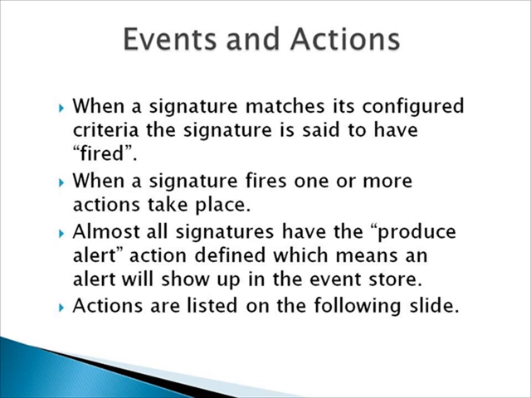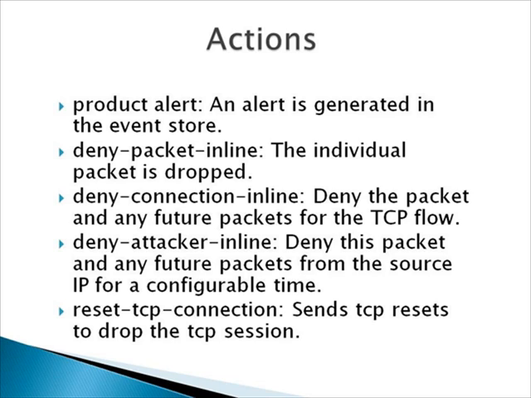So almost all of the signatures out there have the action produce alert. And that just means that an alert is going to show up letting you know that something matched that signature. In addition to that produce alert, there's a number of other actions that the IPS can take, and we're going to see them here on the next slide. So produce an alert, like it says, an alert is generated in the event store. That's going to show up. You're going to know about it either through syslog or SDEE, and again, we'll talk about that later.